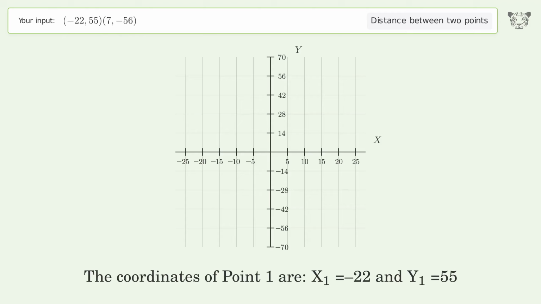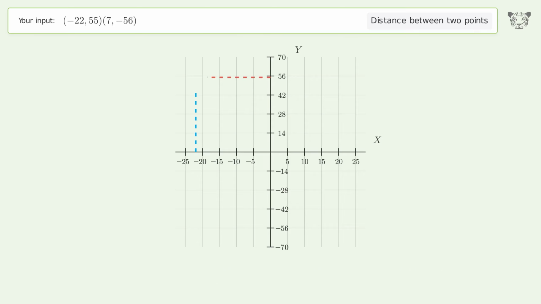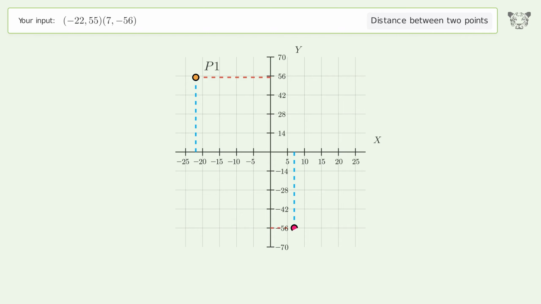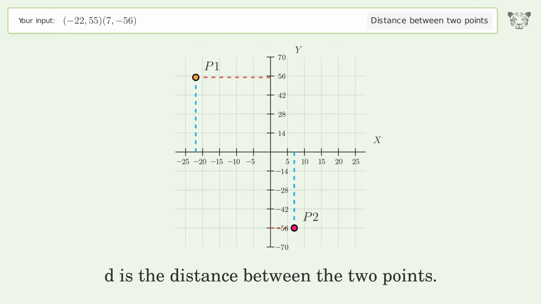The coordinates of point 1 are, x1 equals -22 and y1 equals 55. The coordinates of point 2 are, x2 equals 7 and y2 equals -56. D is the distance between the 2 points.